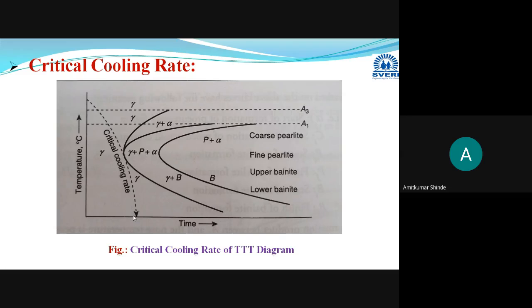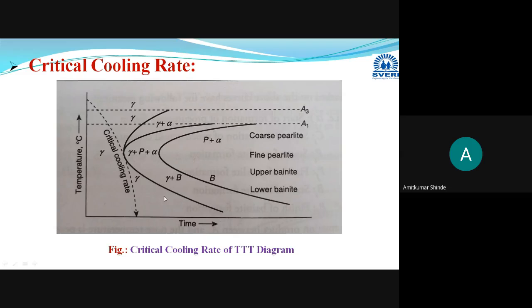You can use water cooling, air cooling, or oil cooling depending on the type of the steel. If you are having medium carbon steel, then you can go for water cooling. If you are having high carbon steels or alloy steels, then you can go for oil or air medium to achieve the critical cooling rate. Okay, faster cooling you have to do.